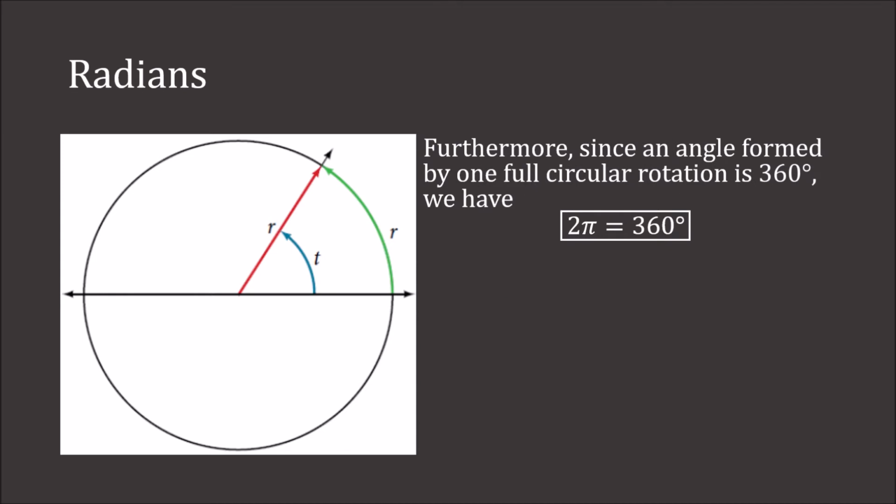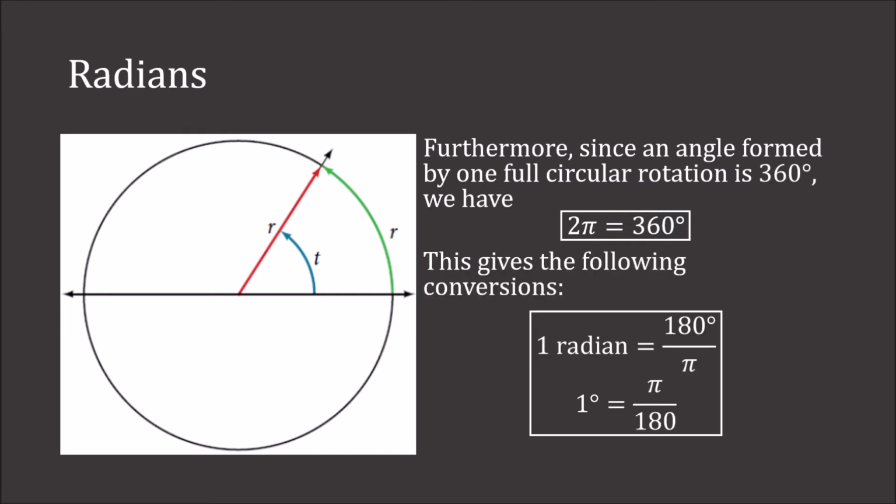Furthermore, since an angle formed by 1 full circular rotation is also 360 degrees, we must have that 2 pi radians is equal to 360 degrees. So this allows us to find conversions from radians to degrees and vice versa. Those conversions are 1 radian is 180 degrees divided by pi, and 1 degree is pi divided by 180.